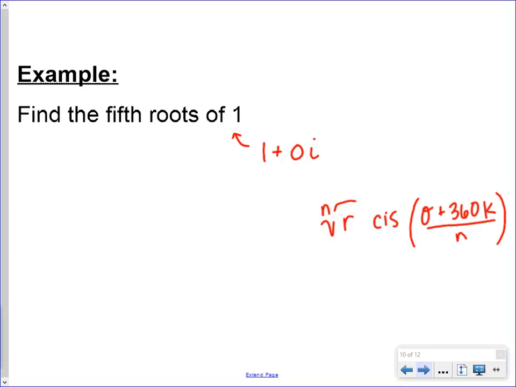Yeah. Will you come up here? Can you show me how to put it?